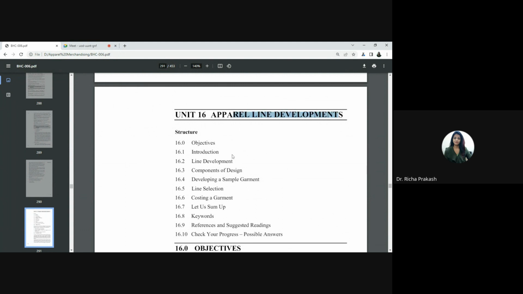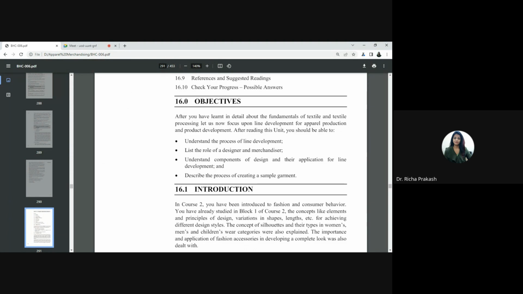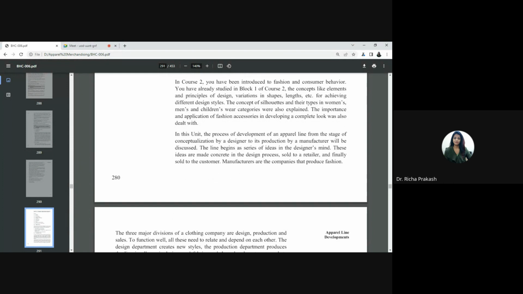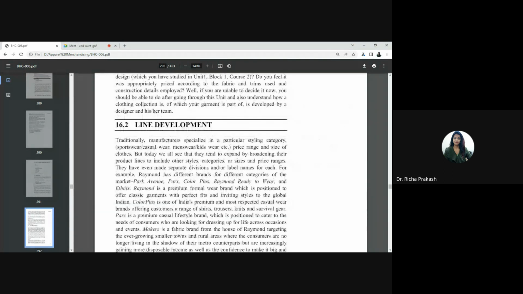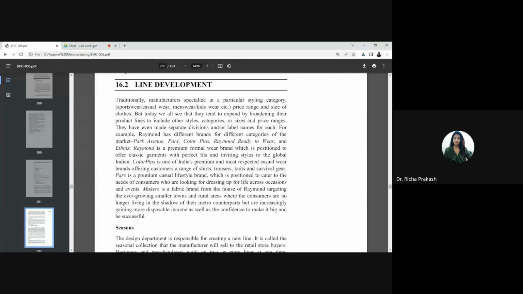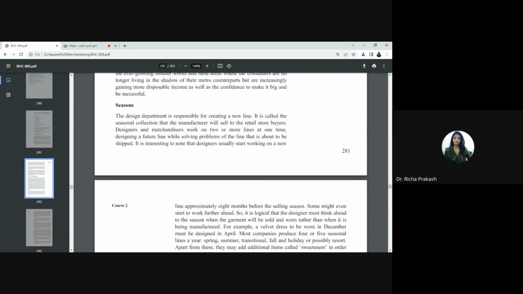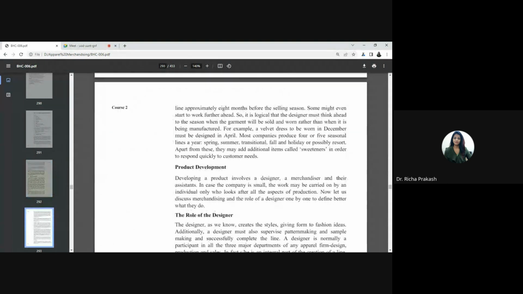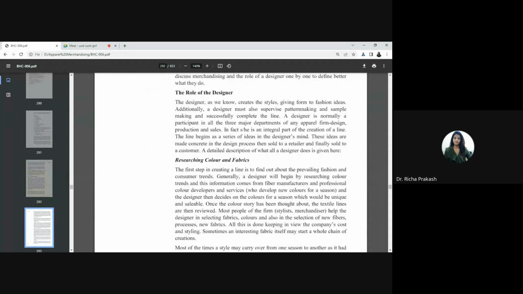Then the next unit is about apparel line development. We are coming out of the production part, and now we are coming to garment production. So apparel line, as I said, whenever a designer's collection comes out, it's always a line development. That is, there are a number of products, garments or apparels being made. Line development depends on many things. One is seasons. According to the season, we have to make the collection. Product development, how to develop a product.